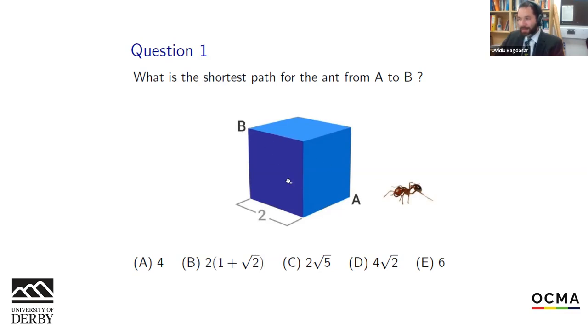So you can take these questions at home, but this problem is very similar to the one used in the interview, because what you have to do is to just unfold the cube. So you have a cube. If you unfold this cube, then the solution becomes very simple, because if you unfold the cube this way, then the shortest path between A and B is just the straight line.